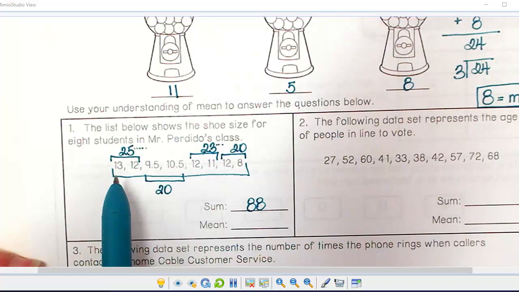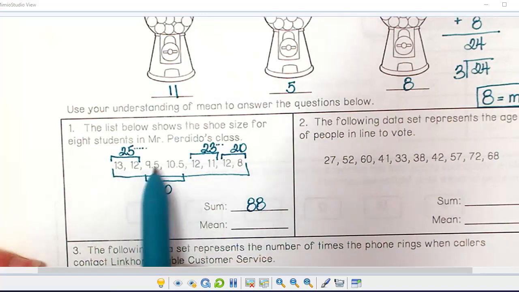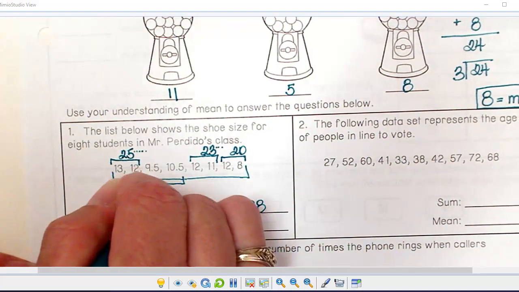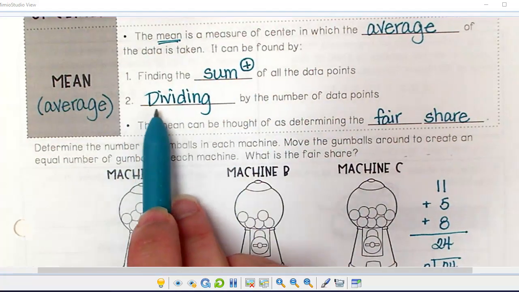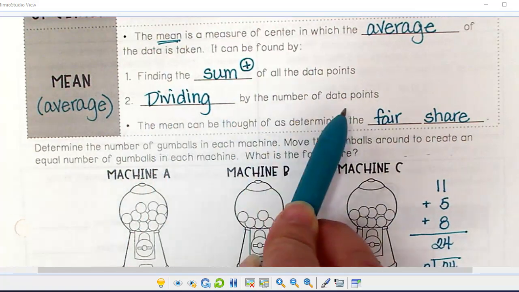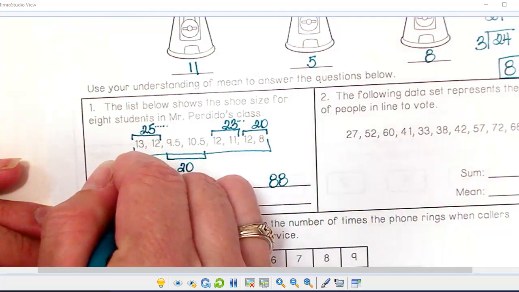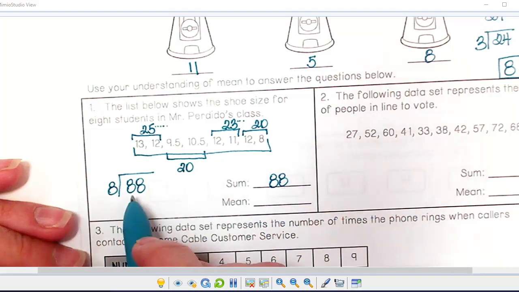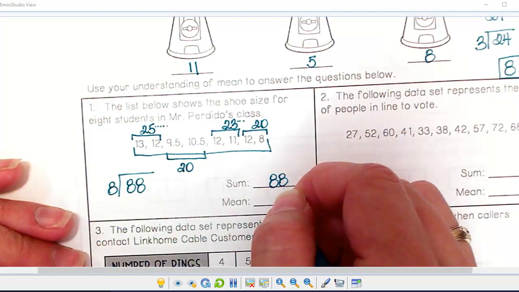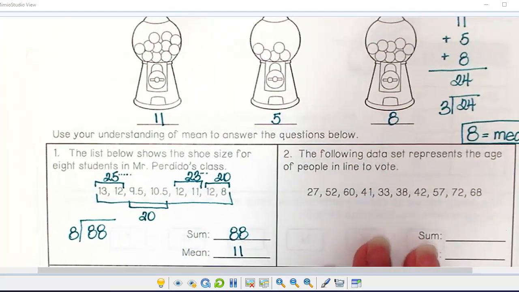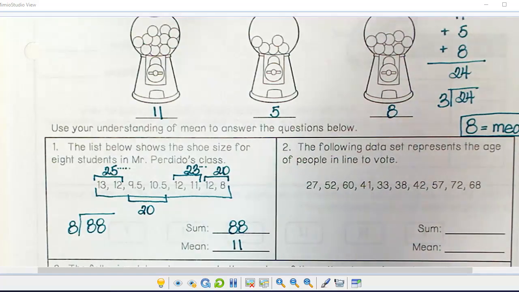Now, I need to know how many data points I had. I had 1, 2, 3, 4, 5, 6, 7, 8. So I am going to take the sum, which is 88, and I'm going to go to step 2, and that's dividing by the number of data points. I just counted it up. We have 8 data points. So 88 is the sum divided by 8 data points. 88 divided by 8, hoping you know your multiplication tables, is 11. So the average shoe size for these 8 students is 11.